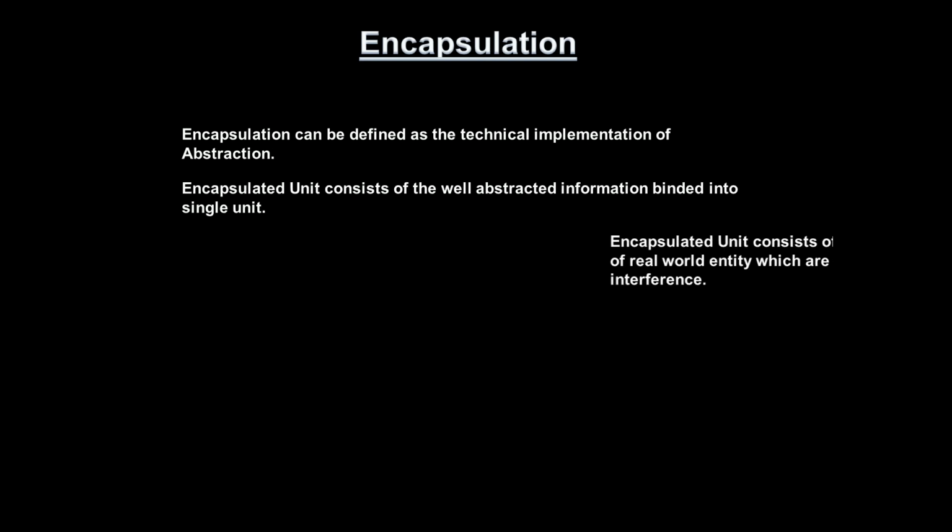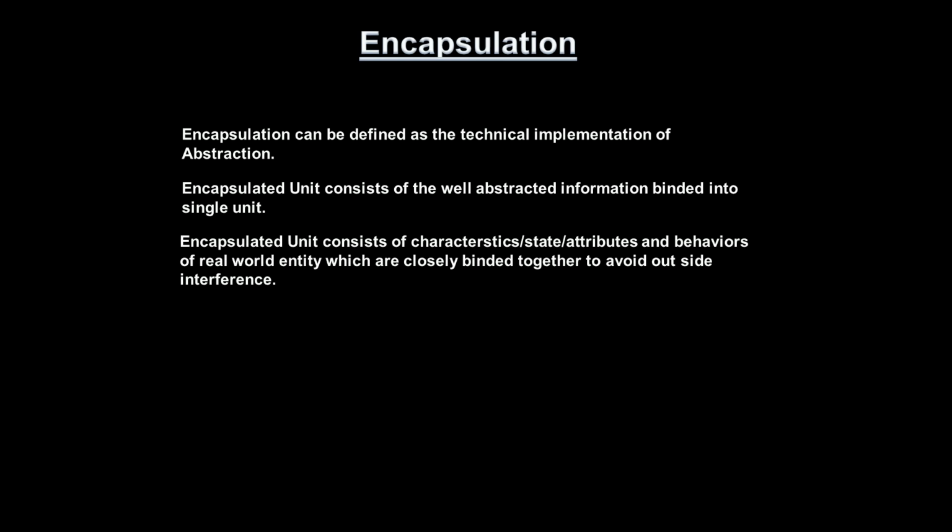Now, an encapsulated unit consists of the characteristics, state, or attributes and behaviors of the real world entity, which are closely bound together to avoid outside interference. If any other unit tries to access this, that access is restricted. What this outside interference is and how it is restricted we discussed in session 3 and session 4, so please watch those videos. I have pasted the links in the description.